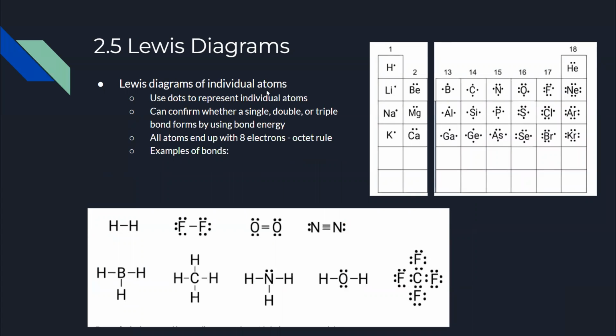So Lewis diagrams of individual atoms. You can use dots to represent individual atoms, and you can confirm whether a single, double, or triple bond forms by using bond energy. All atoms except hydrogen or helium end up with 8 electrons, which is the octet rule. Some examples of bonds are shown below, with hydrogen fluoride, oxygen with its double bond, nitrogen with its triple bond, BH3, CH4 (methane), NH3, H2O, and CF4.